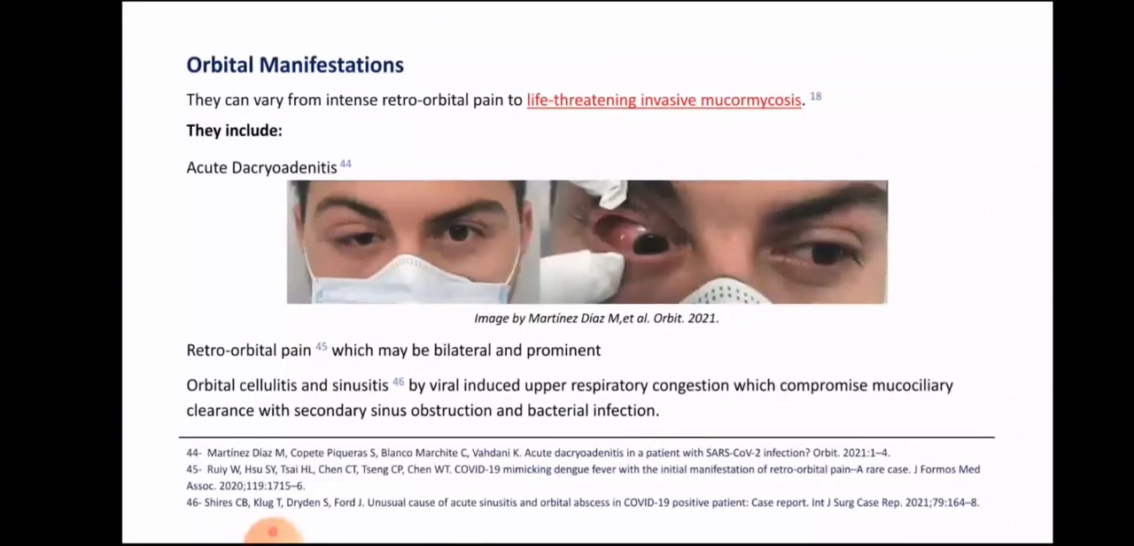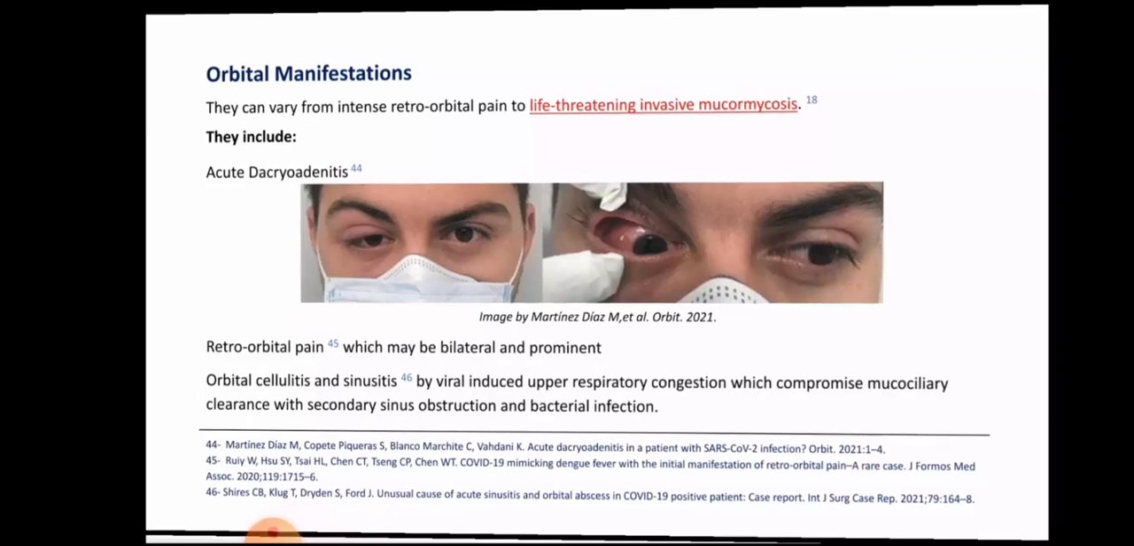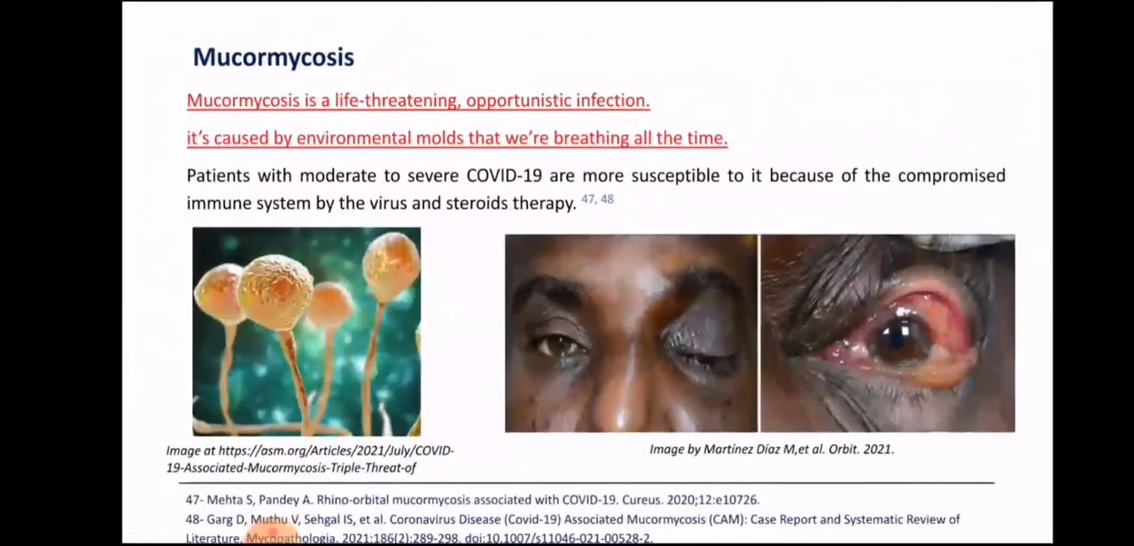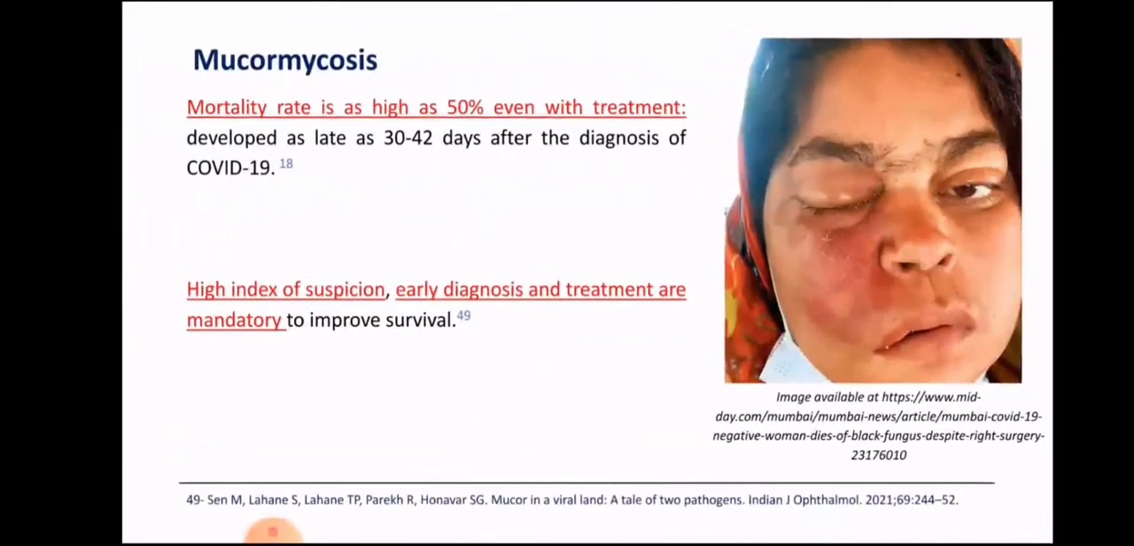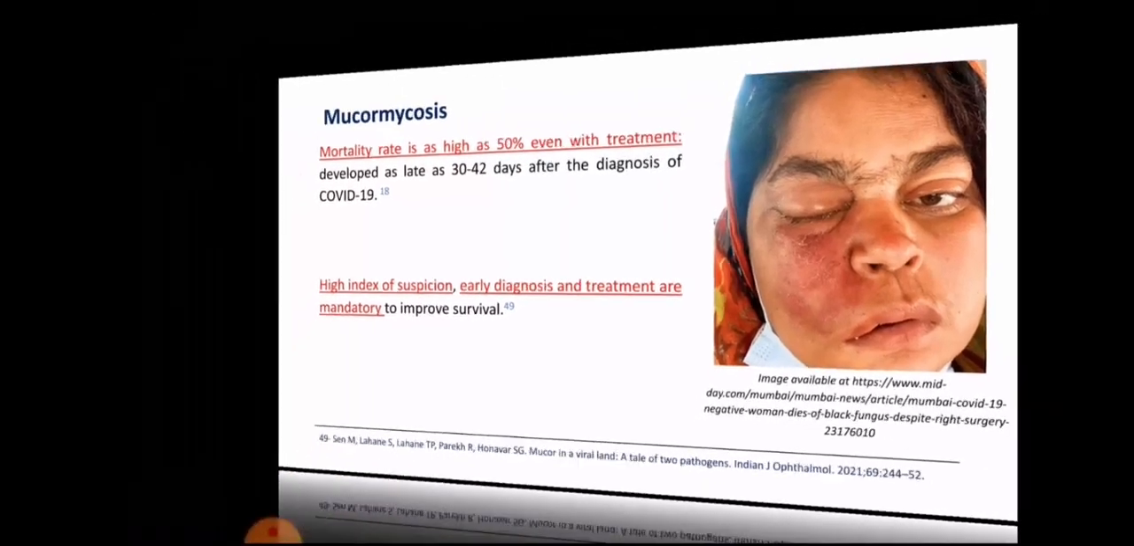Orbital manifestation varies from just retro-orbital pain, acute dacryoadenitis, orbital cellulitis and sinusitis caused by pulmonary congestion and secondary bacterial infection, and lastly the life-threatening infection of mucormycosis. Mucormycosis is an opportunistic infection caused by environmental molds, occurring due to immunocompromise in COVID-19 patients from heavy steroid therapy. This infection is life-threatening with a high mortality rate, so early diagnosis, high index of suspicion, and early treatment are mandatory to improve survival.